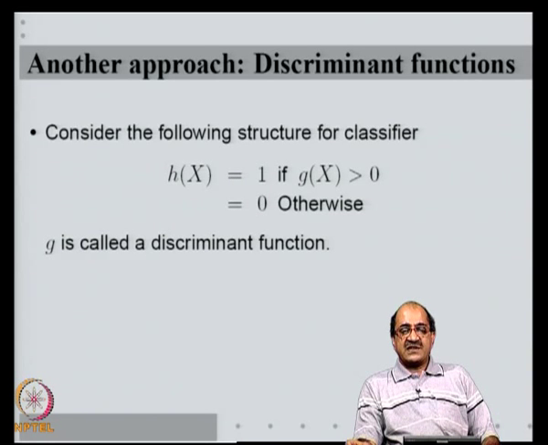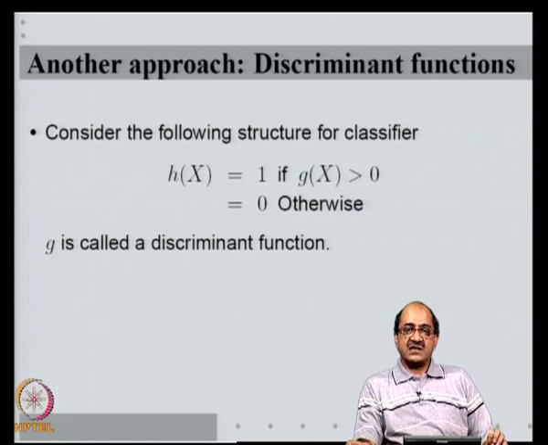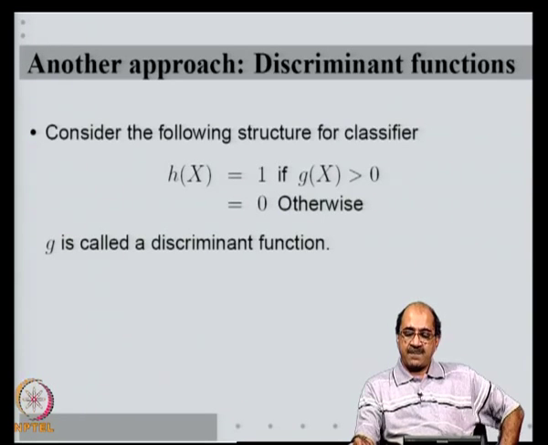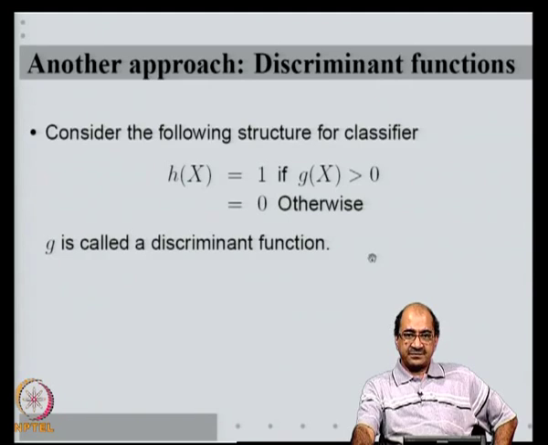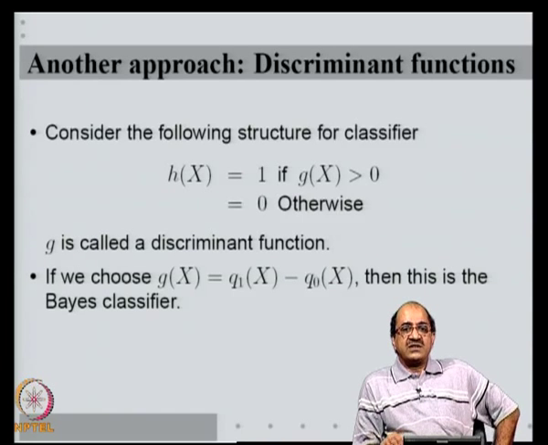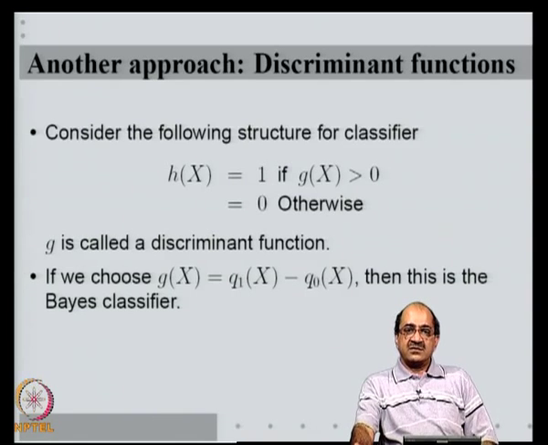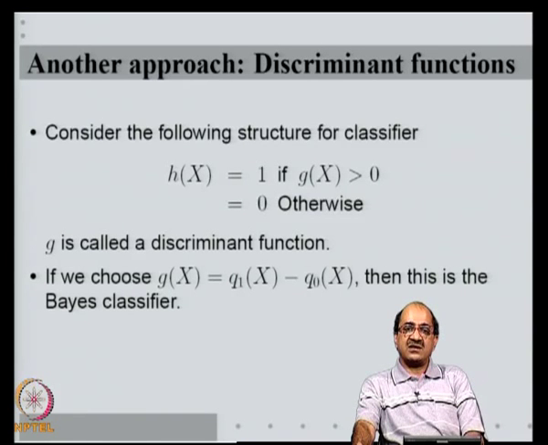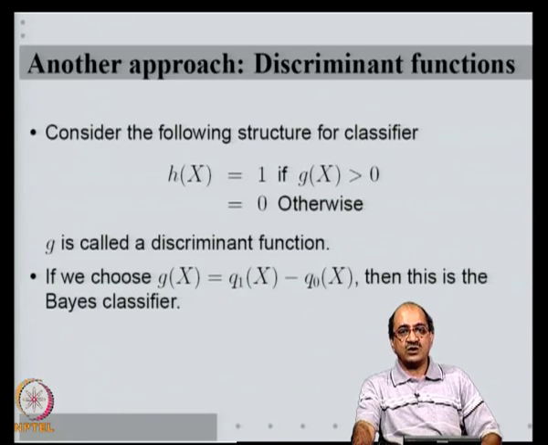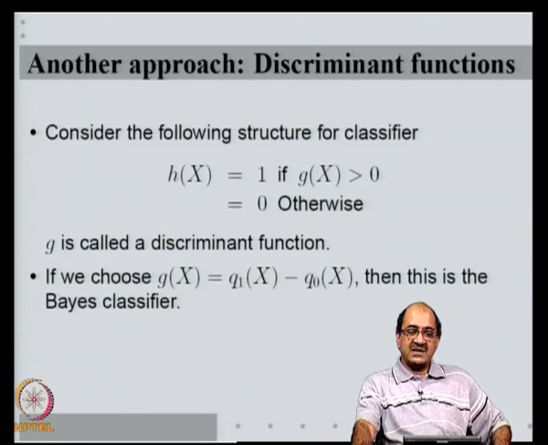So, I choose a classifier structure as h of x is 1 if some other function g of x is greater than 0, 0 otherwise. That function g is called a discriminant function. Of course, I have to design the discriminant function, and a classifier that uses this structure is called a discriminant function based classifier. If I choose g of x to be q1 of x minus q0 of x, then this is the Bayes classifier. If q1 of x minus q0 of x is greater than 0, then I put it in class 1, otherwise in class 0. So, the Bayes classifier is also a discriminant function based classifier, where the discriminant function is obtained using the posterior probability.